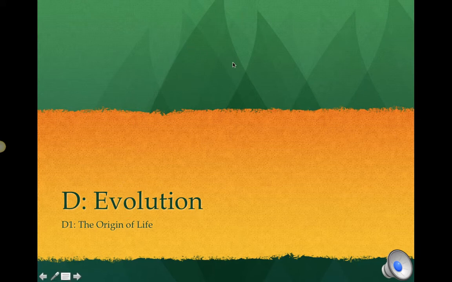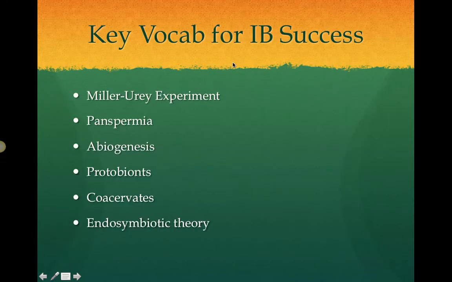Okay, so let's go over some key concepts or vocab to excel in our class. We have the Miller-Urey experiment, which will be covered in a little bit of detail. Well, to be honest, it'll be a lot of detail, but you don't need to know all of it. Then we have panspermia and abiogenesis, two conflicting ideas on how we got here. Then protobionts, coacervates, and endosymbiotic theory to take us all the way up to the formation of bacteria.